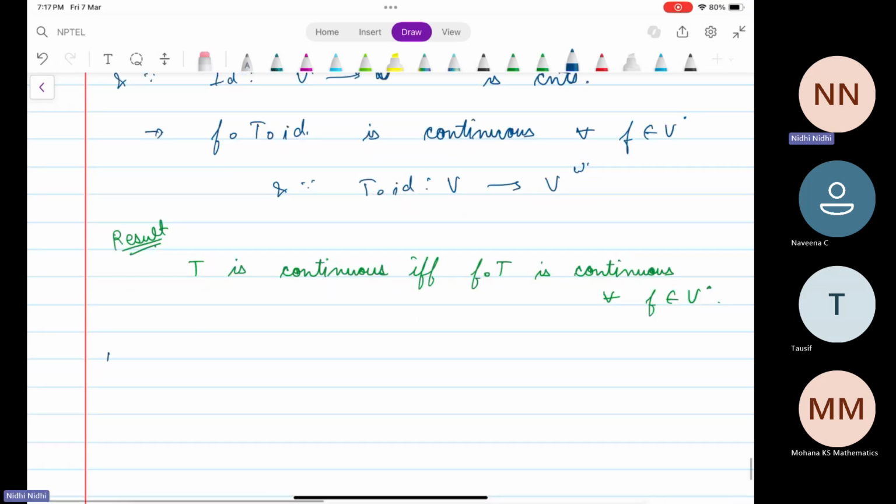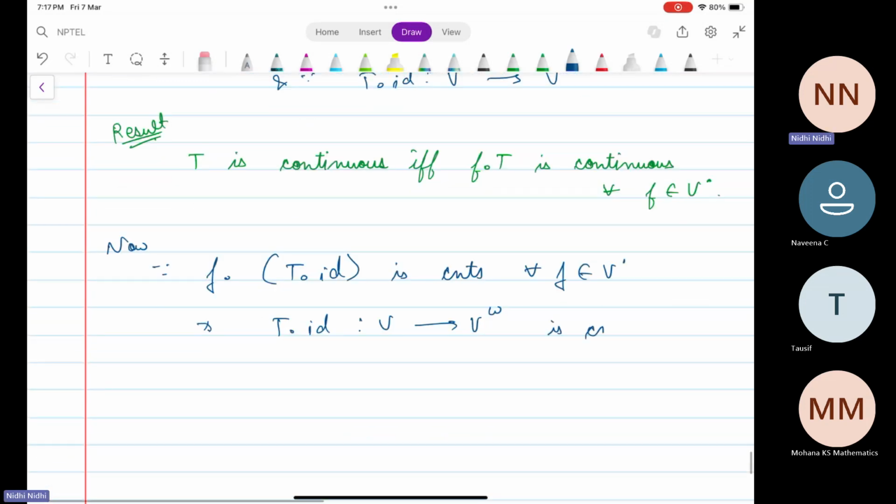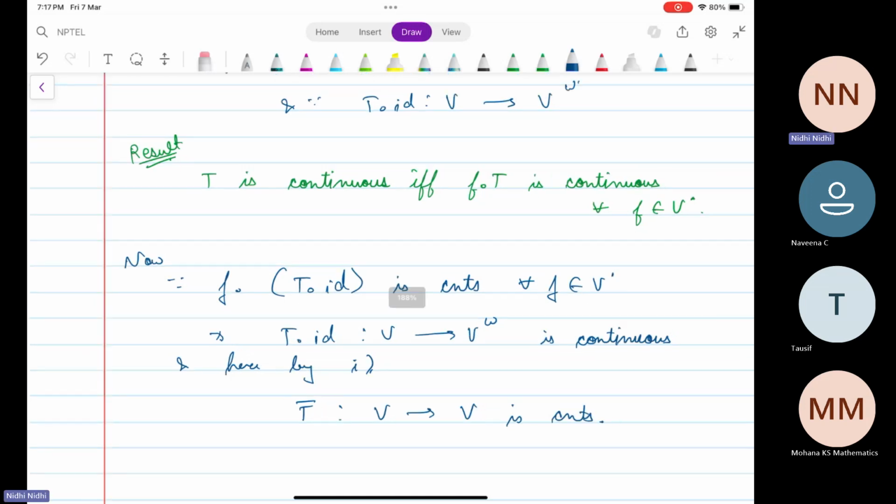So now, since F composed with T composed with identity is continuous for every F in V star, this implies T composed with identity from V to V weak is continuous, and hence by part 1, T bar from V to V is continuous. That is what we had to prove.